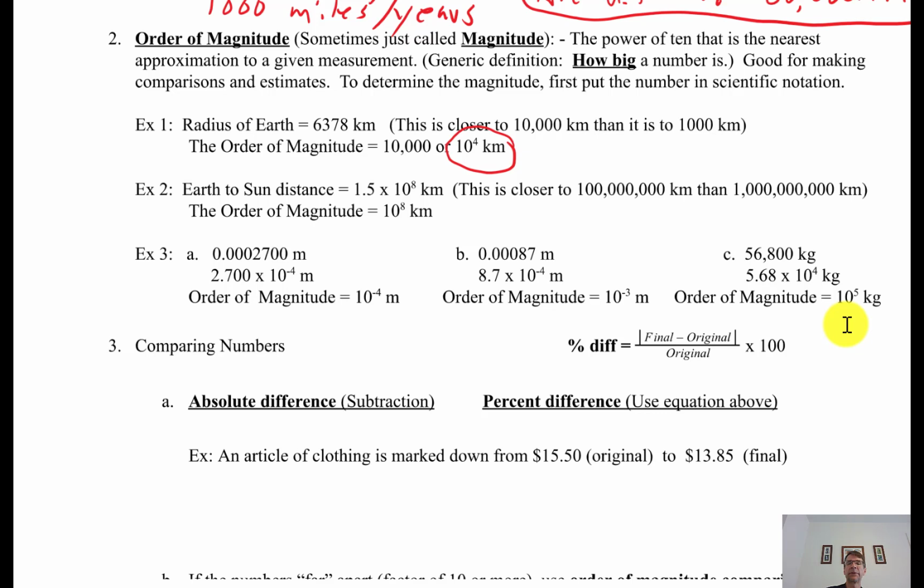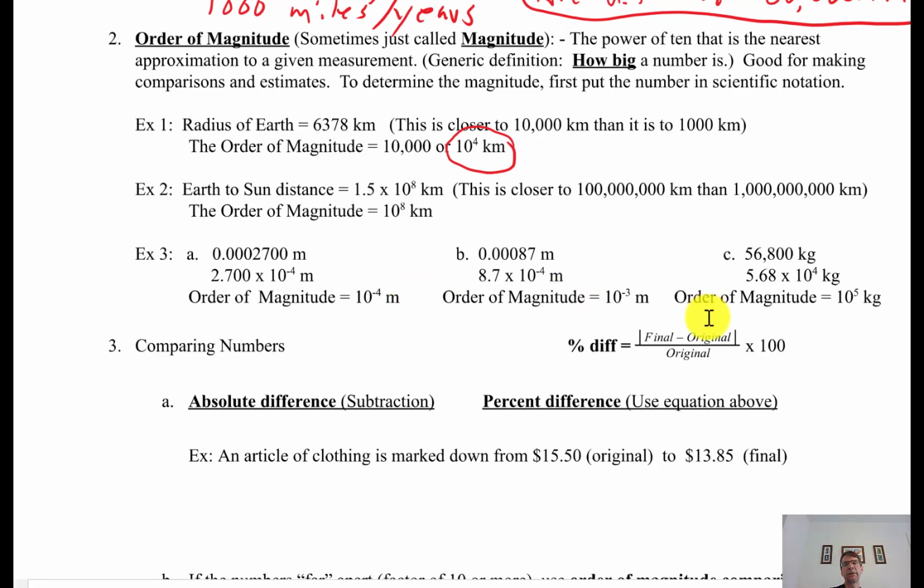What's a little tricky here is when you have a negative exponent, when you add 1, it looks like it's getting smaller, but it's not. It's getting bigger. 10 to the negative third is bigger than 10 to the negative fourth. So that's order of magnitude. We'll talk more about that in the homework.